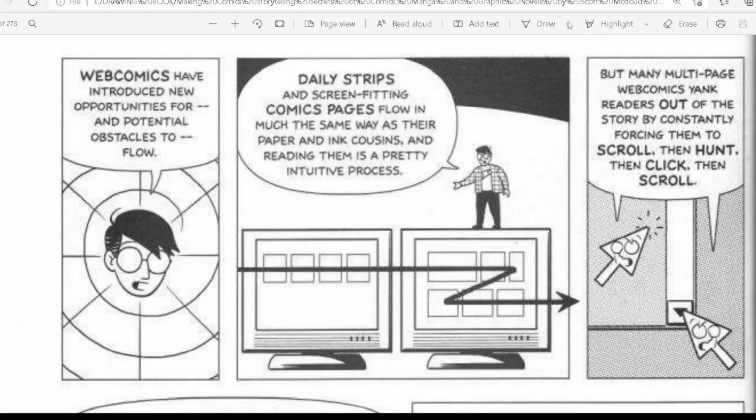Hi, welcome again. So we have already covered 43 pages. Now move on to the next page, that is 44.